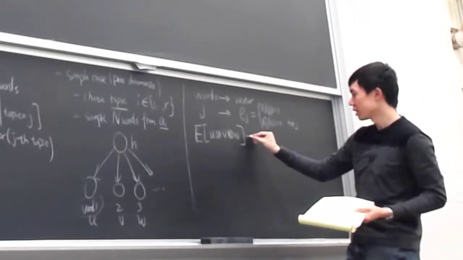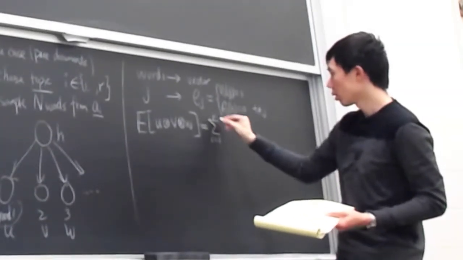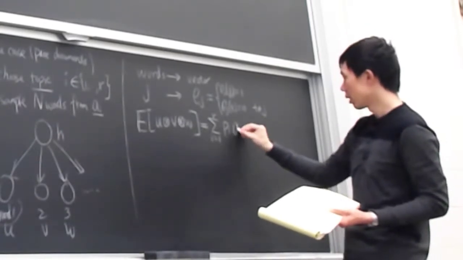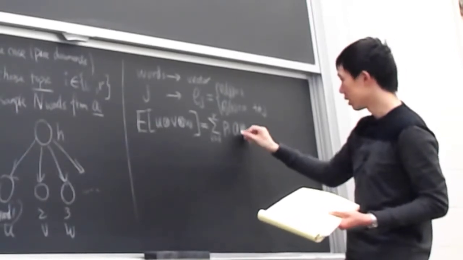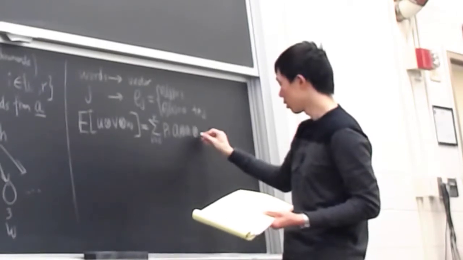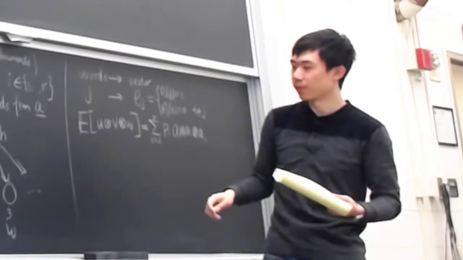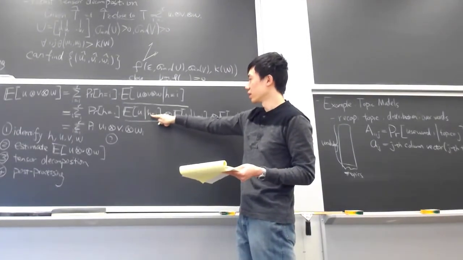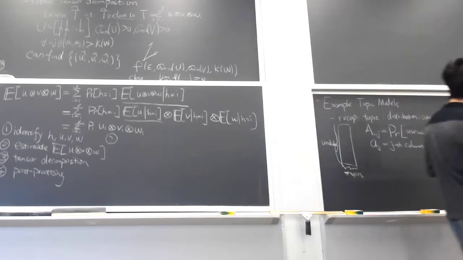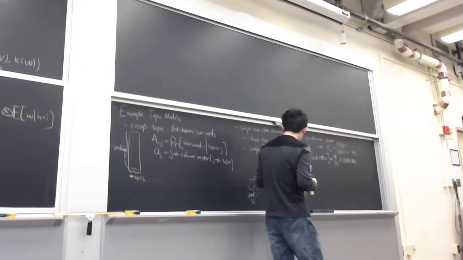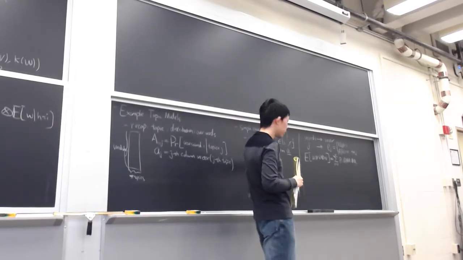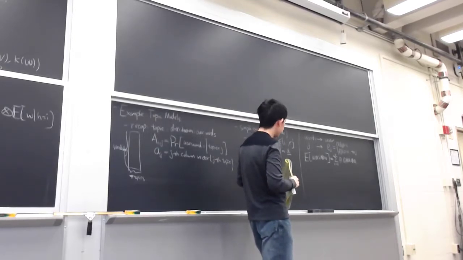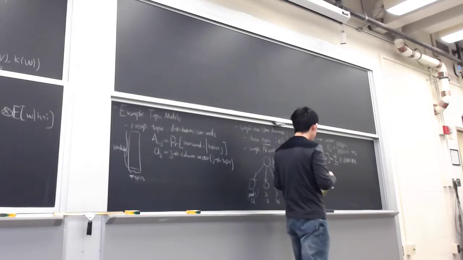And just by that formula over there, this is equal to the sum over i from 1 to r of the probability of topic i times the tensor a_i ⊗ a_i ⊗ a_i, because what we need to compute here is the expectation of this variable conditioned on the hidden variable being i. So what these vectors mean is: given that my topic is i, what is the probability that I see the word j? I wrote it as expectation, but this is really a probability.